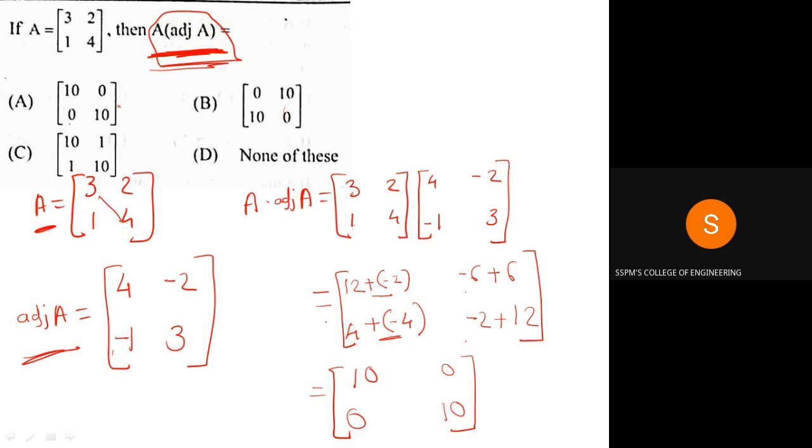So the correct option is A. Matrix A is the correct option. 10, 0, 0, 10 is the correct option. Next example. This is a bit of a tricky example.